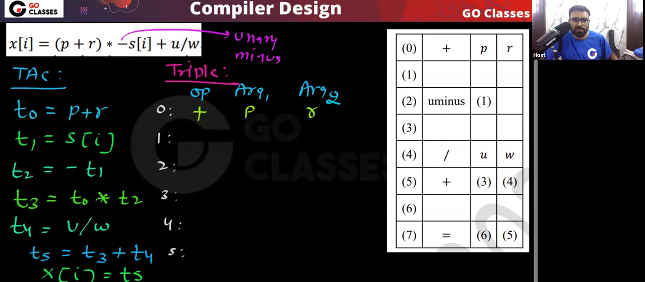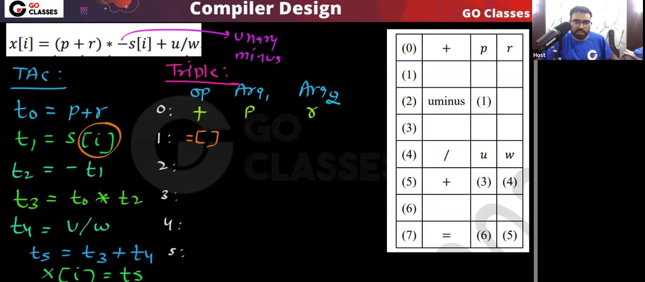Okay, now let's see. Here we have the temporary variable T1, in which we are putting the value at the location s plus I. I already told you that in the triple representation, what will be the operator for this instruction? The operator is assignment bracket. Yes or no? Why? What is the reason?